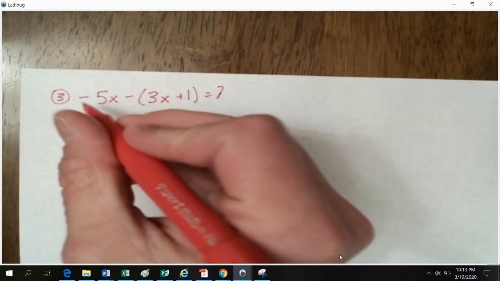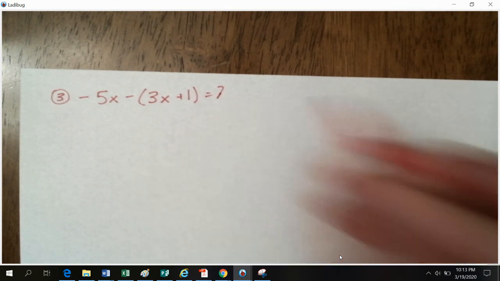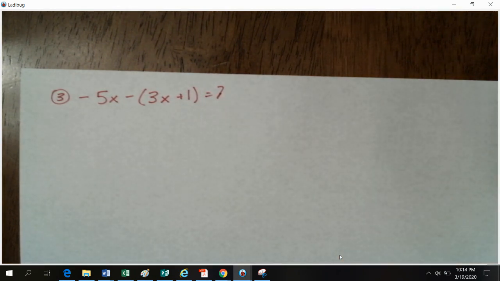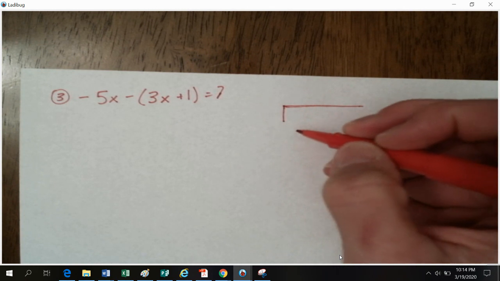Let's solve this equation, negative 5x minus one group of 3x plus 1 equals 7. This one's a little bit harder to come up with a reasonable answer. So let's draw our hanger and see if we can come up with a solution, and then we'll solve it.